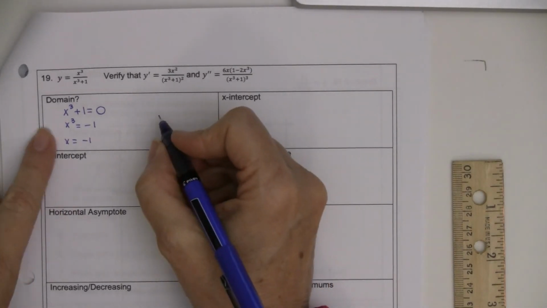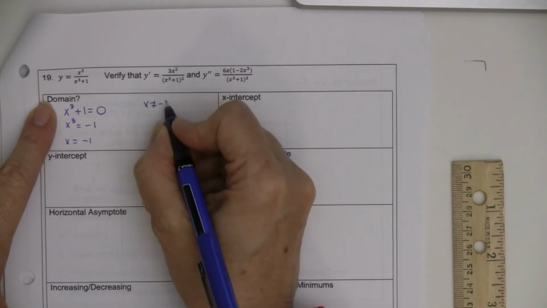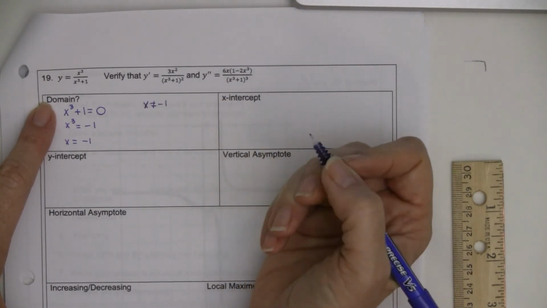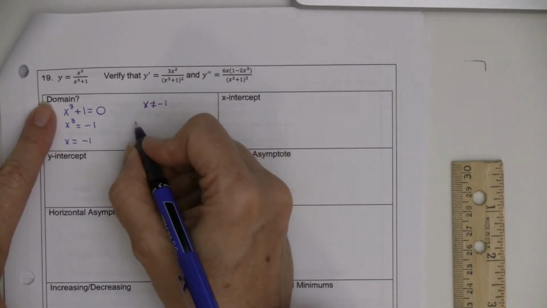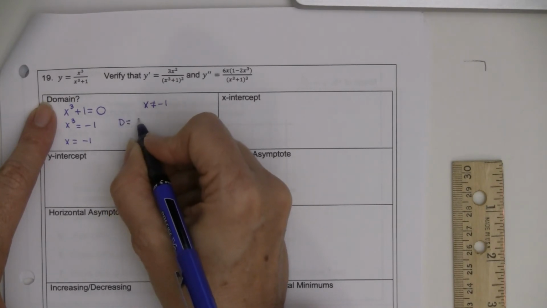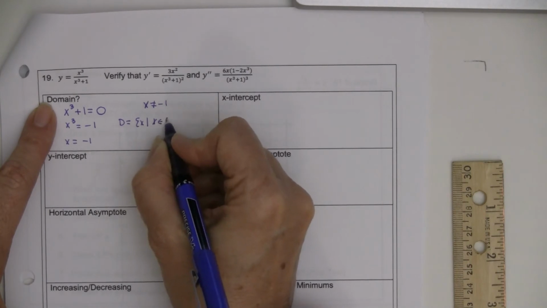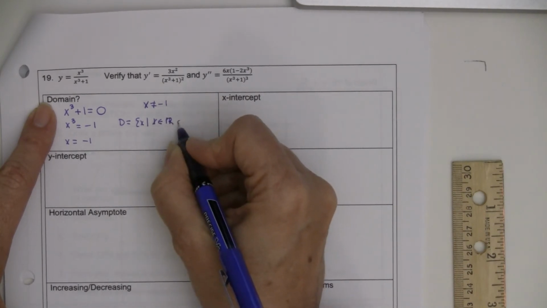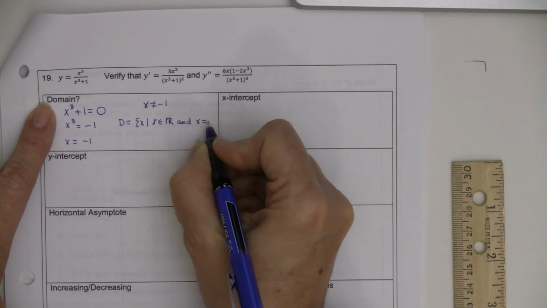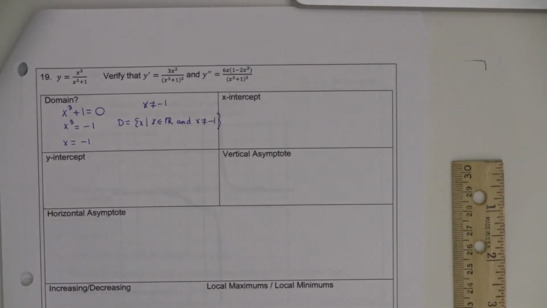So the domain really is x is not equal to negative 1, right? And you can write that real good and fancy. With set notation, you can say the domain D equals the set of x such that x is an element of the real numbers, and x is not equal to negative 1, if you wanted to get real good and fancy. But I have to admit that x is not negative 1, I would have been thrilled with.